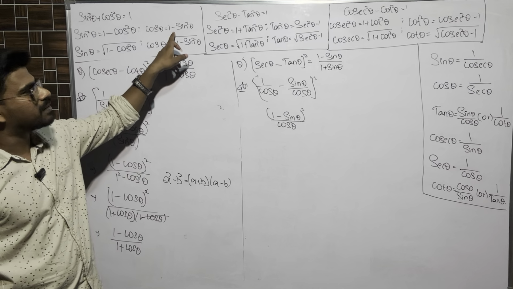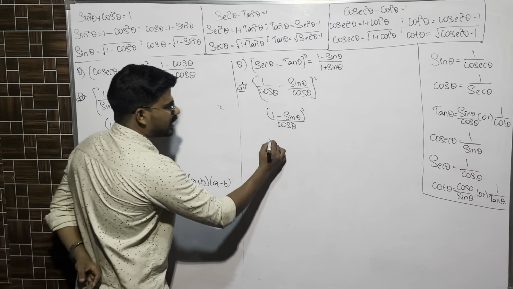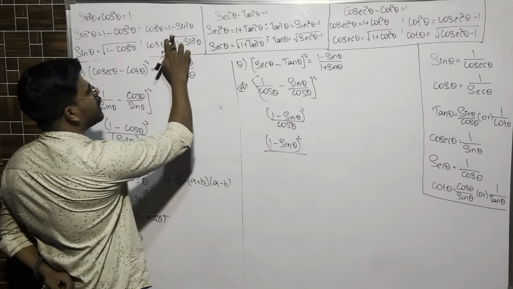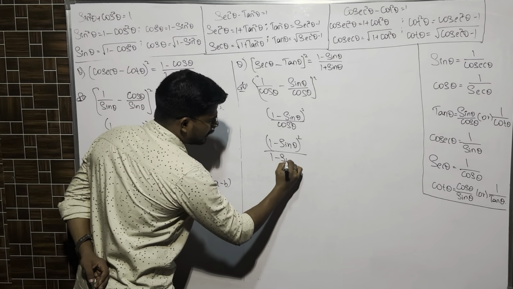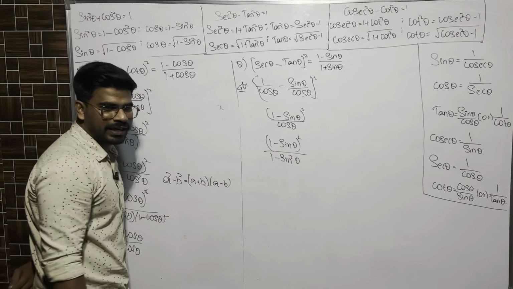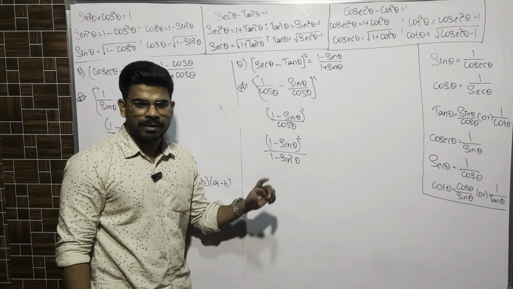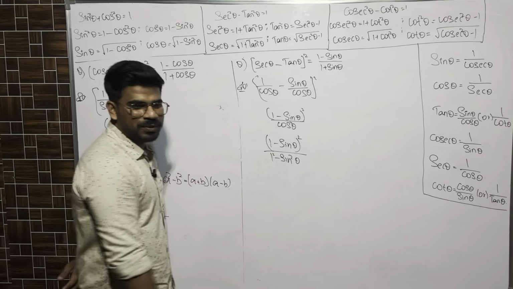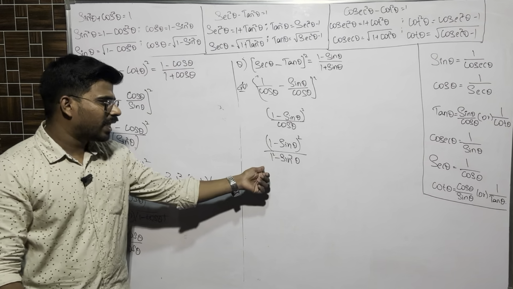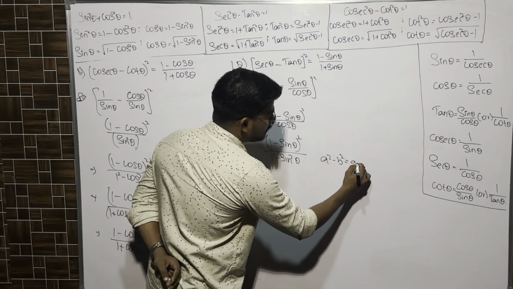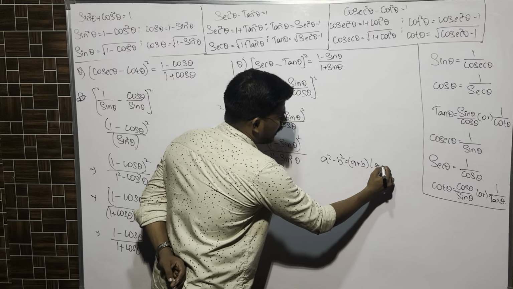Cos square can be written as 1 minus sine square theta. So this is 1 minus sine theta whole square as it is. Cos square can be written as 1 minus sine square theta. Next, a trigonometric ratio whole square, and 1 minus it. What do we do? Put a square. So this is in the form of a square minus b square. A square minus b square can be written as a plus b into a minus b.